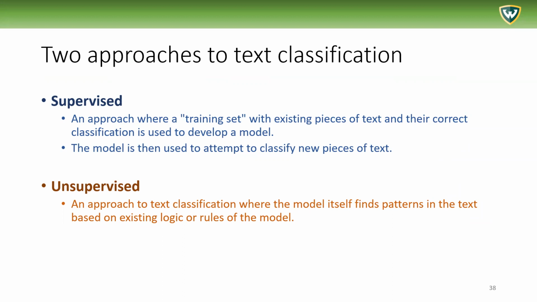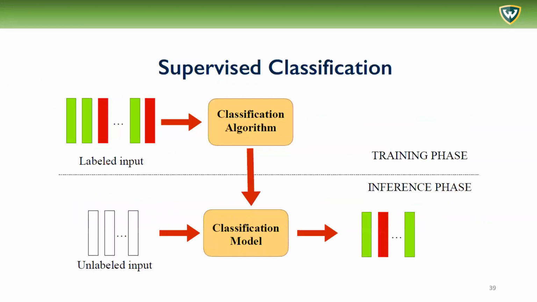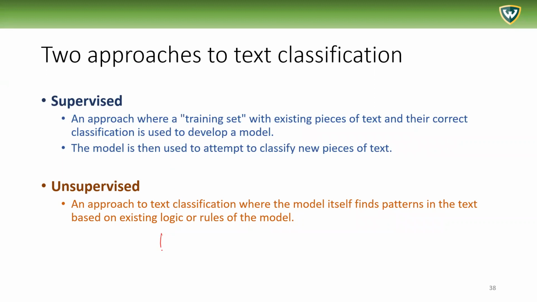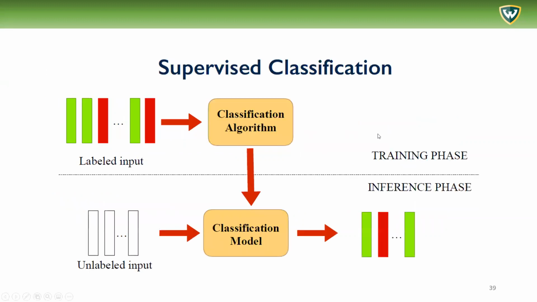The unsupervised approach is an approach to text classification where the model itself finds patterns in the text based on existing logic or rules of the model itself. An example of this, as we have gone over, is the clustering-based analysis, whereas regression, which we'll talk more about later, is more of a supervised approach.